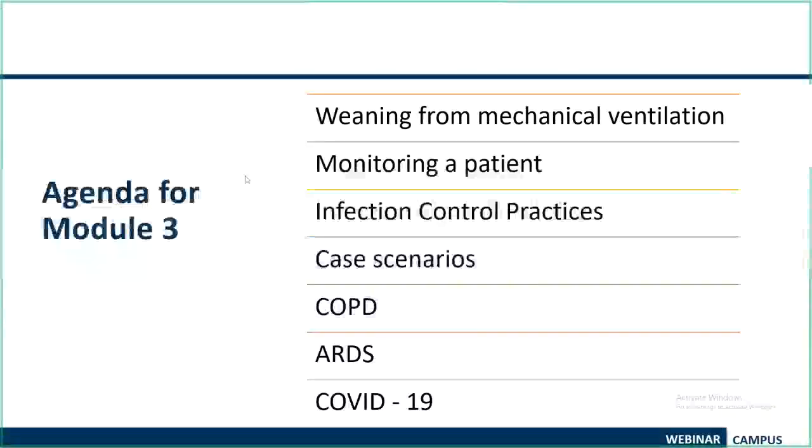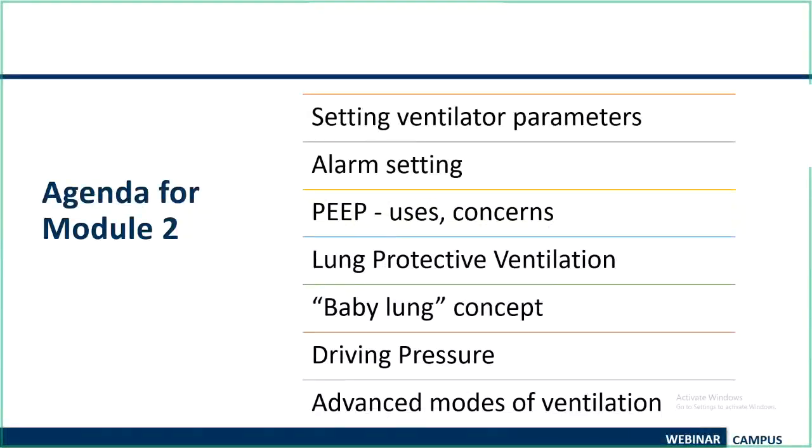In module 3, we will be more oriented on the clinical part, where we will be discussing how to wean from mechanical ventilation. I've already told you how to do that, but we will explain in detail how to monitor a patient on mechanical ventilation, what the infection control practices are, and the case scenarios, mainly 2 case scenarios, how to do ARDS ventilation and COPD ventilation, and the importance of COVID-19, how to ventilate COVID-19, what this L-type, H-type, or type 1, type 2 type of lungs are, and what the other infection control practices are. So please attend module 2 and module 3 as well.